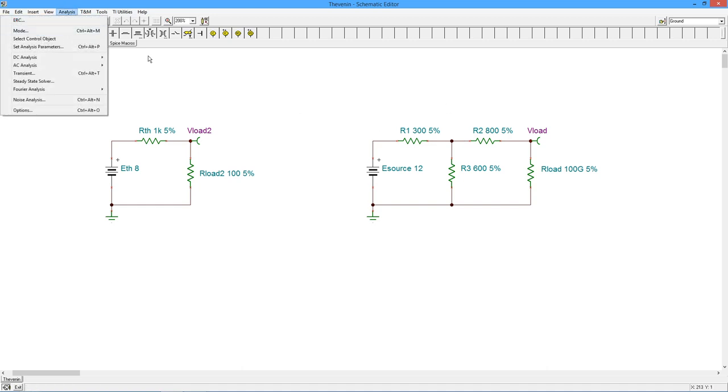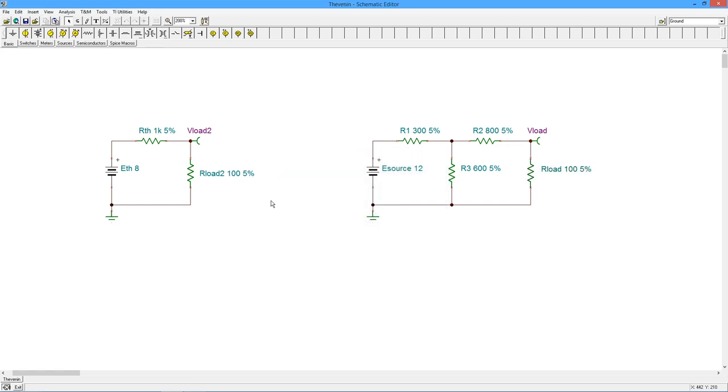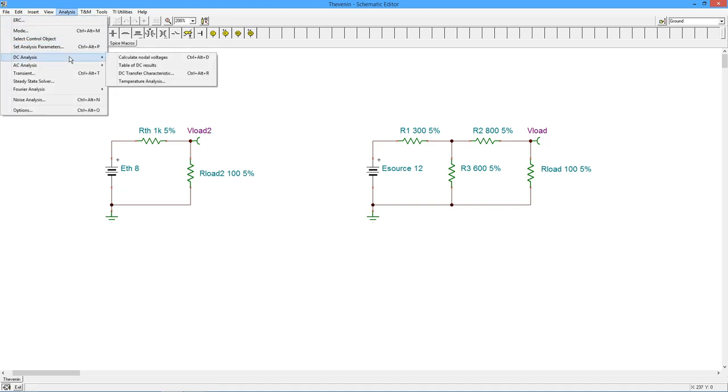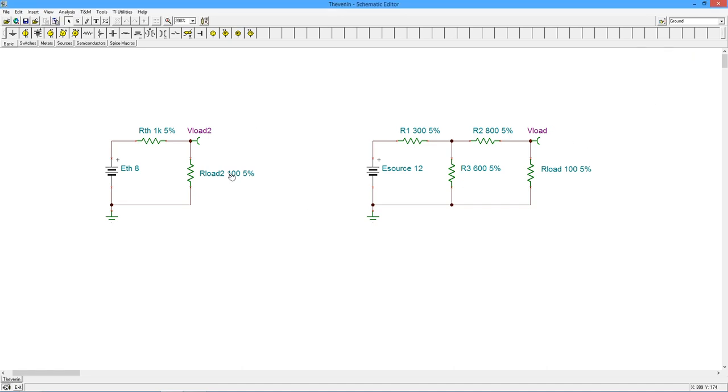So let me take this resistor here and bring it back to its original value. So if the theorem is correct, 100 ohms, 100 ohms, we should get the same exact value for Vload and Vload 2. Let's run it. 727.27, 727.27. If the voltage is the same, the current's going to have to be the same, Ohm's law.